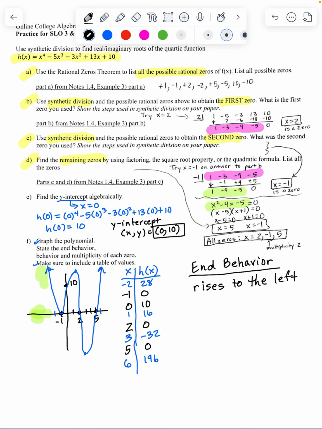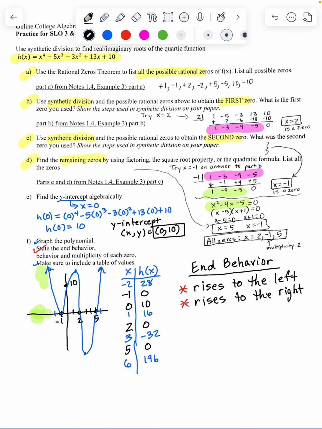And doing that same thing, but on the right-hand side, as x gets bigger and bigger, 5, 10, 100, 1000, the y is also going up. We saw it was already 196 when x was 6, so this also rises to the right. Your problem for the SLO might be looking very different, might be falling to the left and to the right, or rising on one side, falling on the other side. But whatever you see in the graph, make sure you explain that in your end behavior part of F. And so that finishes the end behavior.